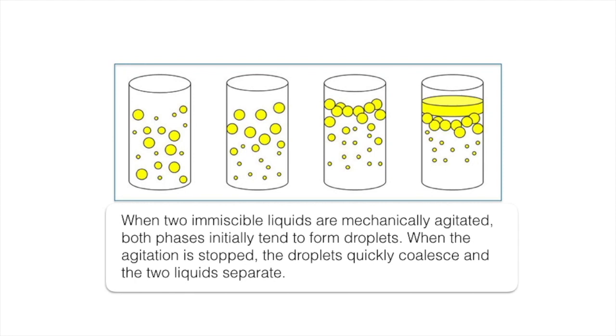When two immiscible liquids are mechanically agitated, both phases initially tend to form droplets. When the agitation is stopped, and if we haven't added an emulsifier, the droplets quickly coalesce and the two liquids separate. So here we need to add an emulsifier, because an emulsifier can stop this coalescence and the emulsion will be stabilized.